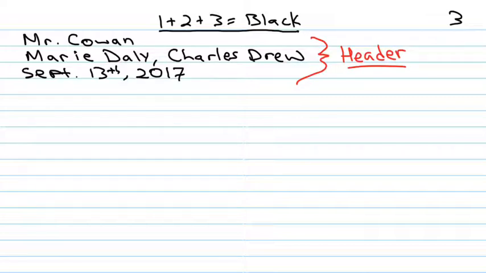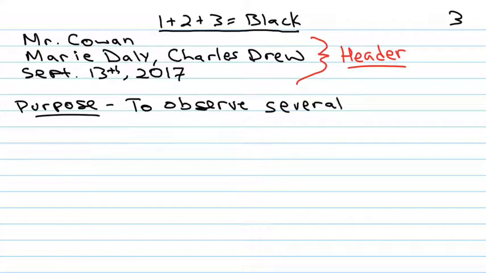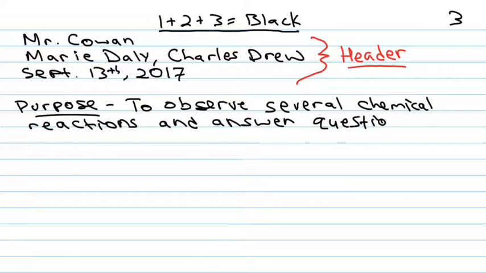But eventually, let's say around lab 3 or 4, you should be able to start putting your purposes in your own words. So in this case, I wrote the purpose of this experiment is to observe several chemical reactions and answer questions. This is going to be part 3 on your rubric, the purpose of the experiment. Now, part 4 has multiple parts. That's the material, equipment, and safety notes.